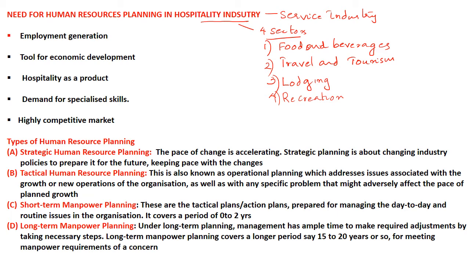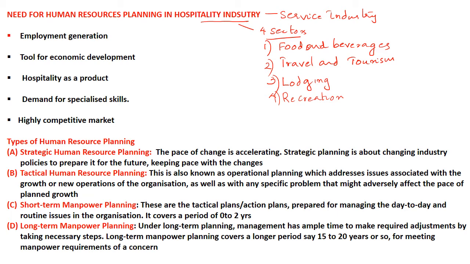So next is types of human resource planning. The first one is strategic human resource planning, then tactical human resource planning, short-term manpower planning and long-term manpower planning. Strategic human resource planning means changing industry policies to prepare it for the future, keeping pace with the changes. Next is tactical, which means it's operational planning, that is for the day-to-day operations, right?